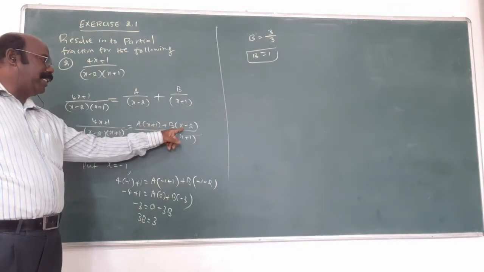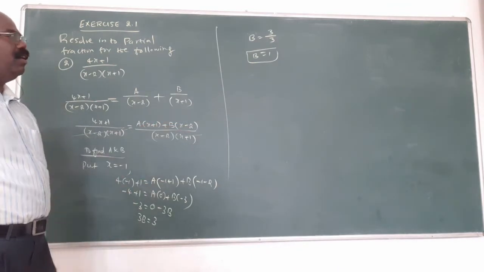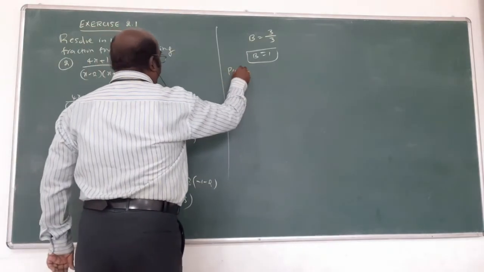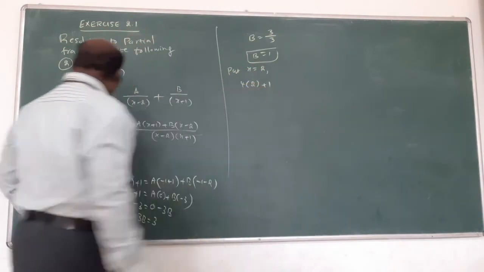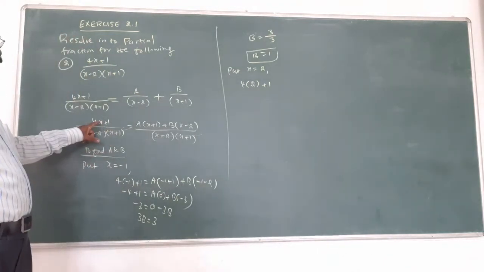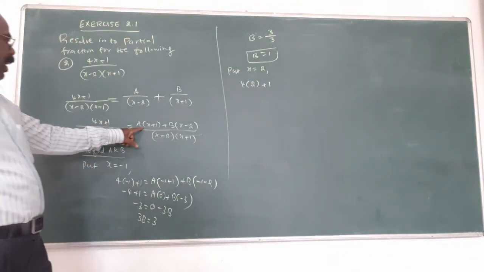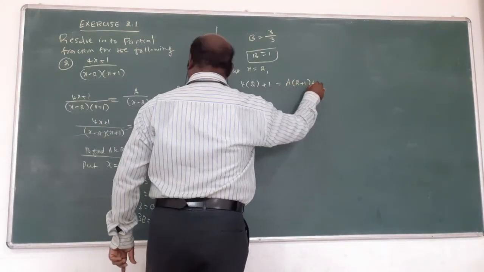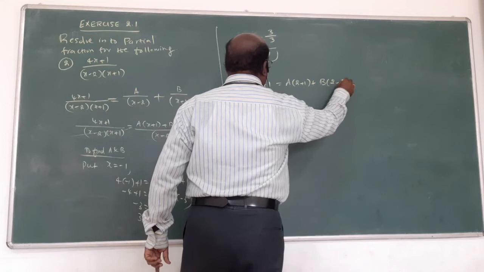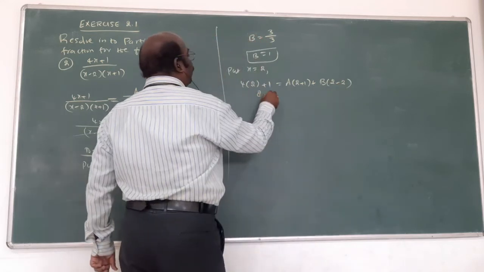What is the inside bracket next one? x minus 2 square. Put x equal to 2. Then 4 into 2 plus 1, right? 4x plus 1, 4 into x is 2 plus 1. A into 2 plus 1. Here, b into 2 minus 2. Am I right? 8 plus 1.